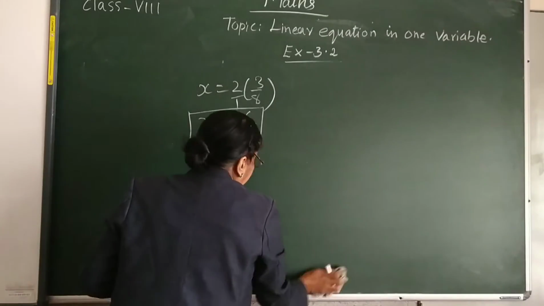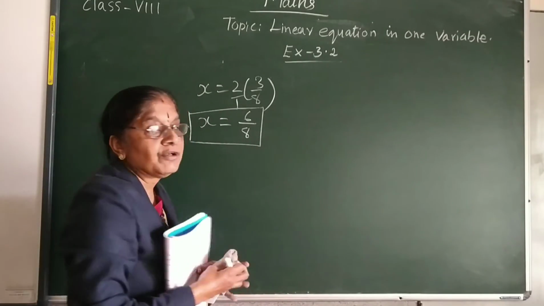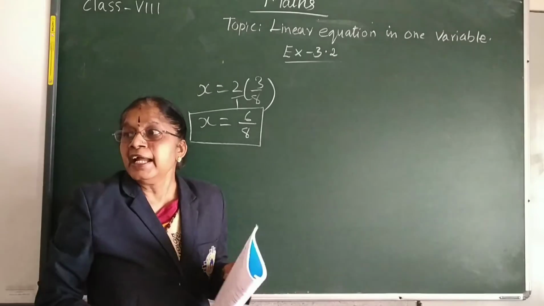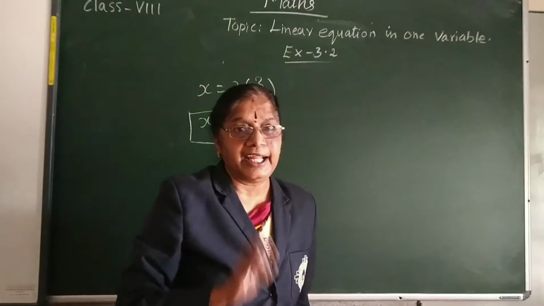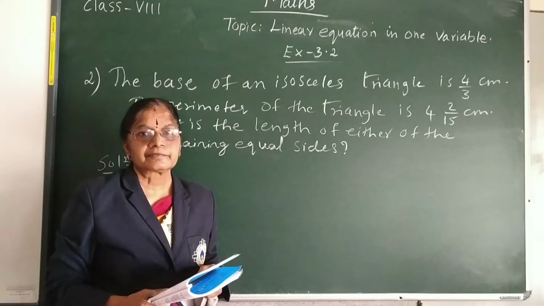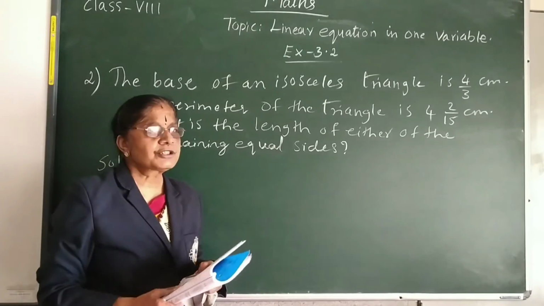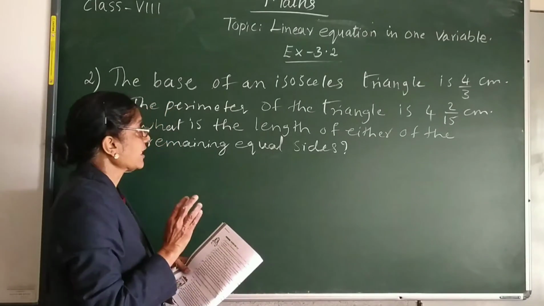So take the number you know in the equation, put the value of x and you will get it. So what is that number? x is equal to 6 by 8. So you got the answer? Okay. Now let us go to the second sum. Let us see what the second sum says.